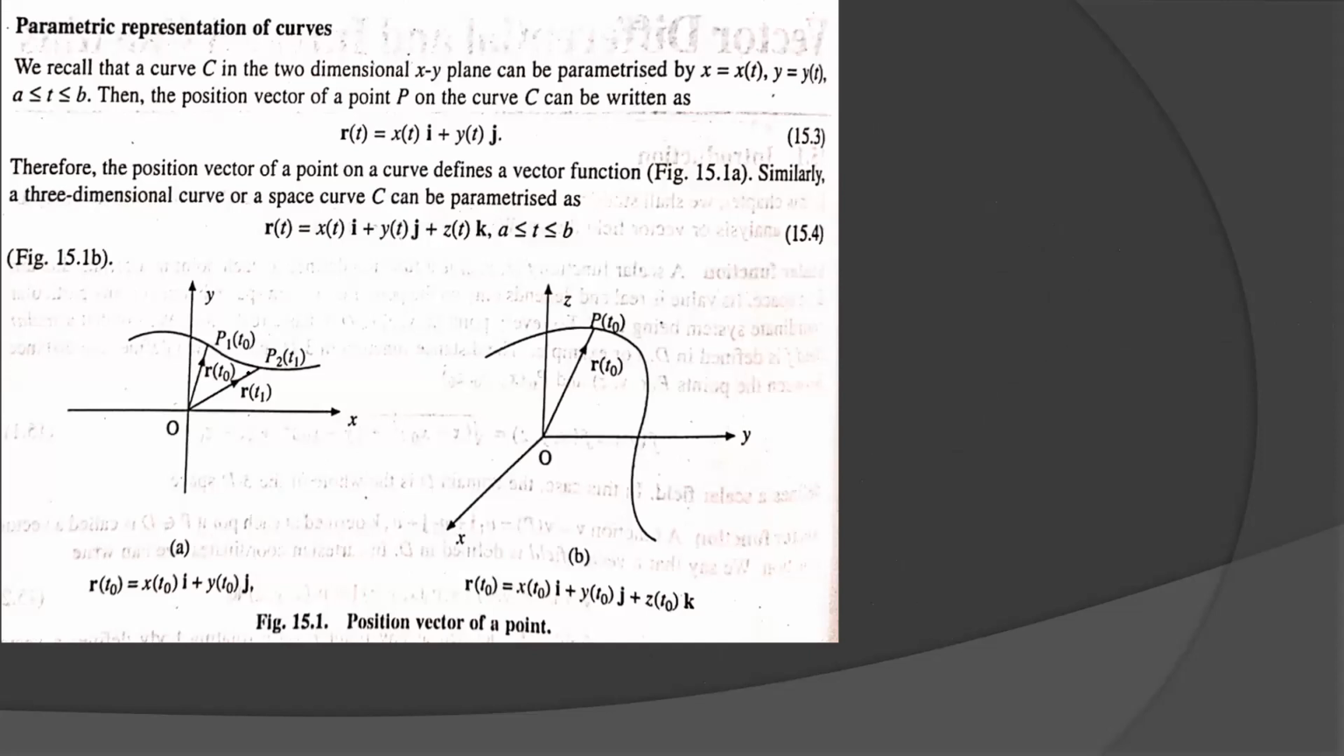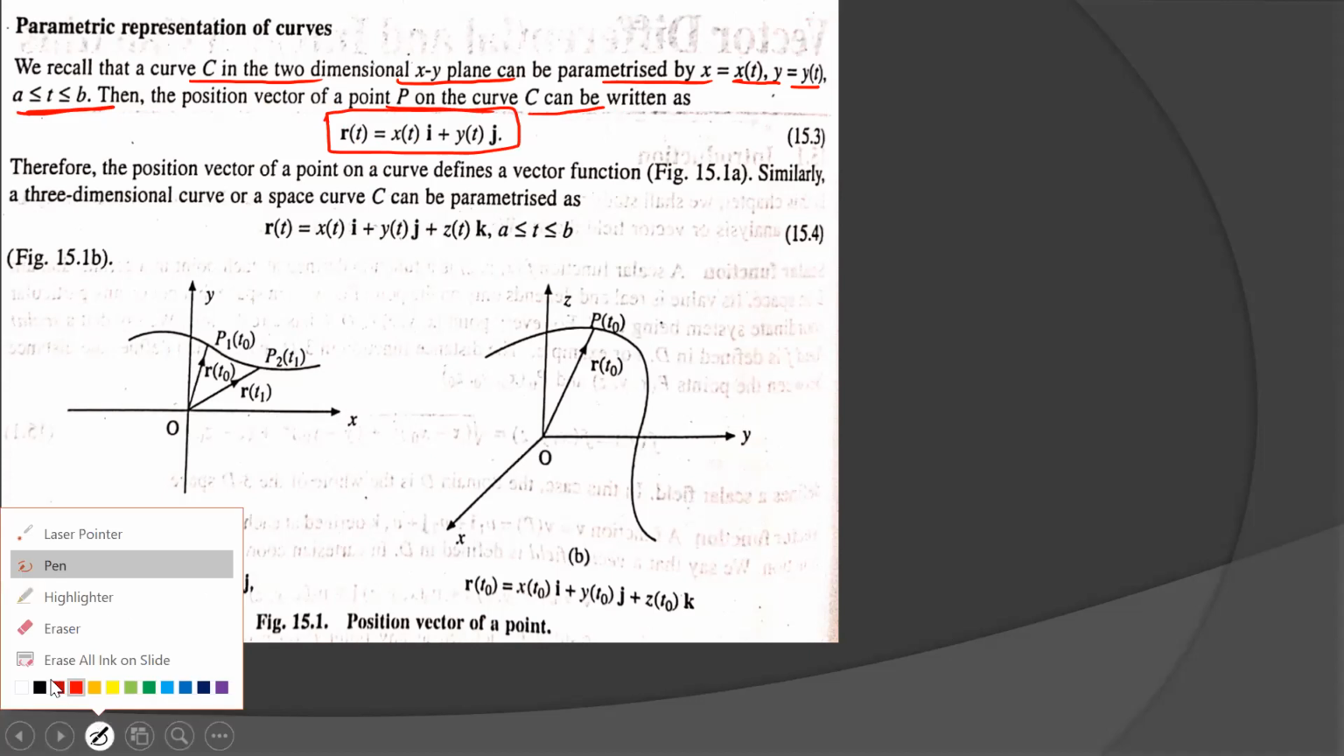Parametric representation of curves. Let's see what is here. A curve C in the two-dimensional xy plane can be parameterized by x equal to x(t) and y equal to y(t), where t belongs to the closed interval a comma b. Then the position vector of a point P of curve C can be written as r(t) equal to x i plus y j, where x and y are functions of t.